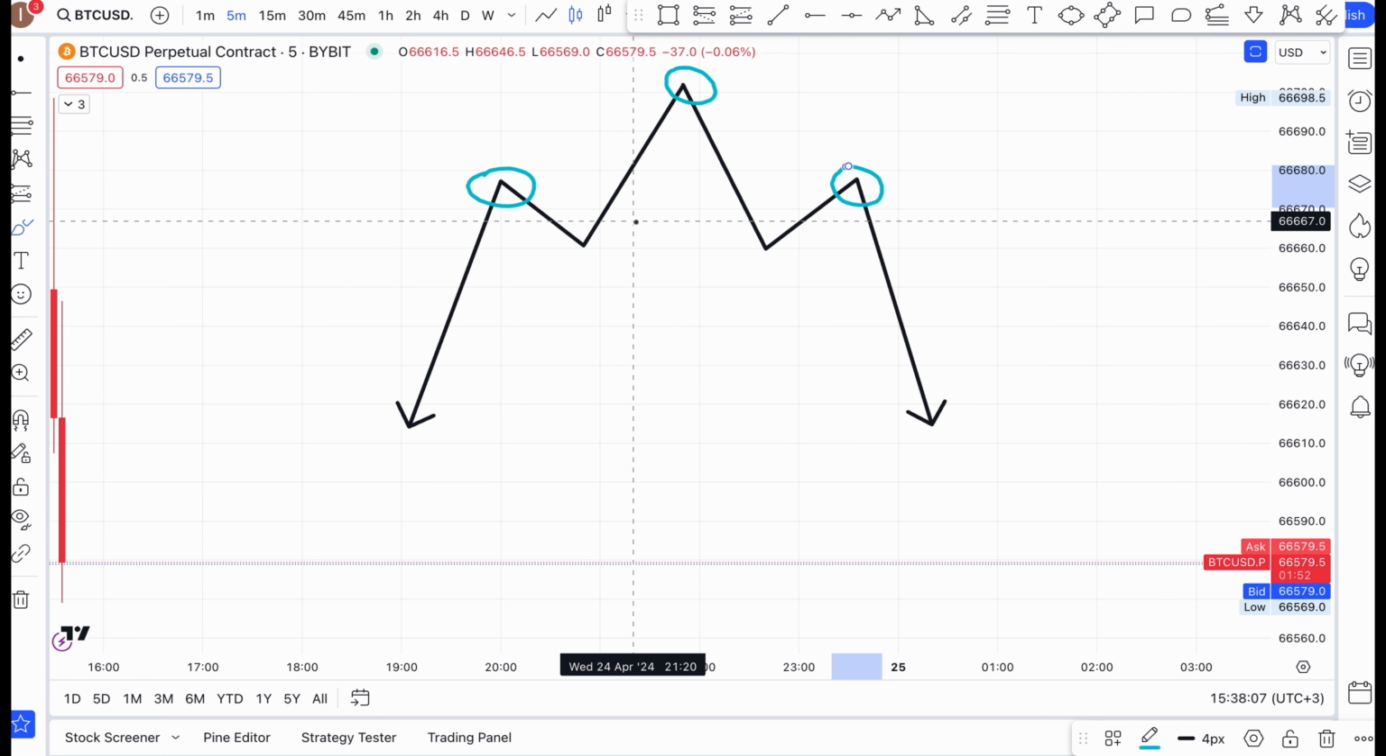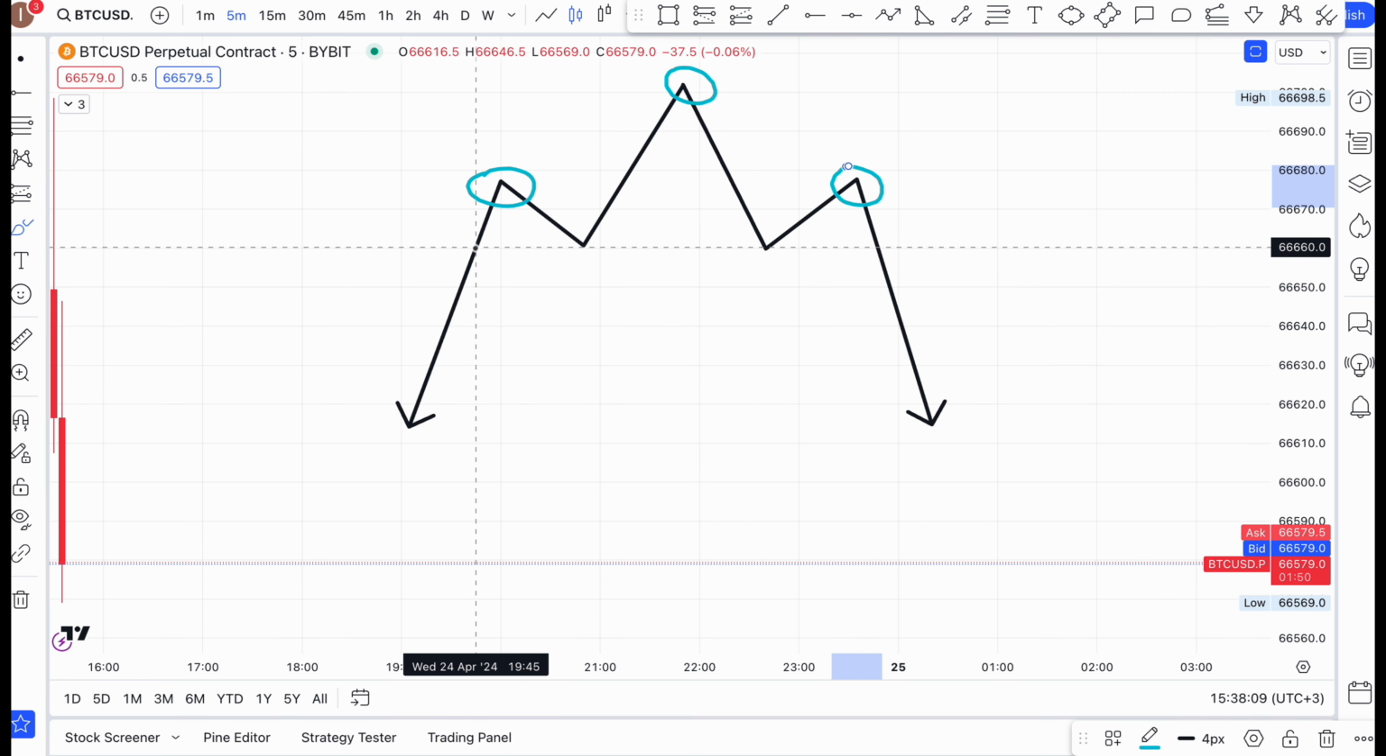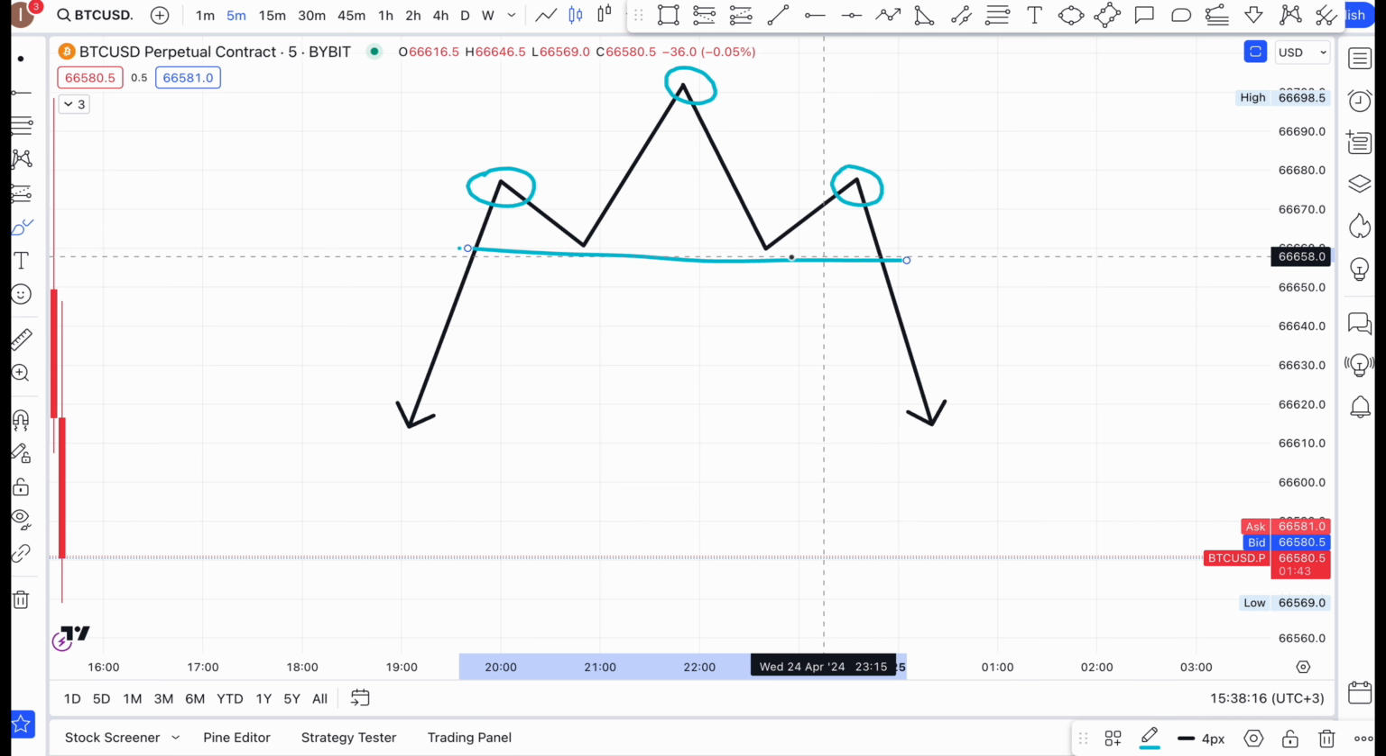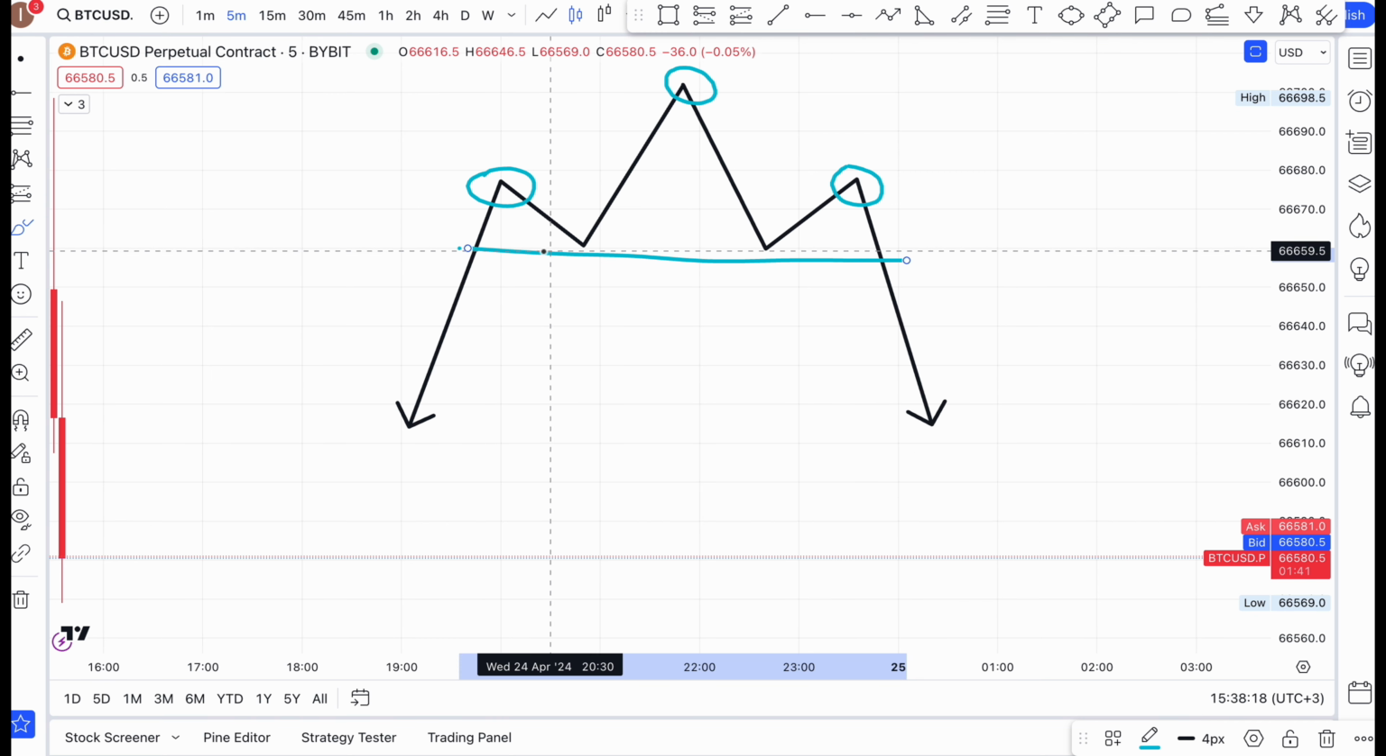And it has the neckline. Where is the neckline? This particular place is what we call the neckline in the head and shoulder pattern.